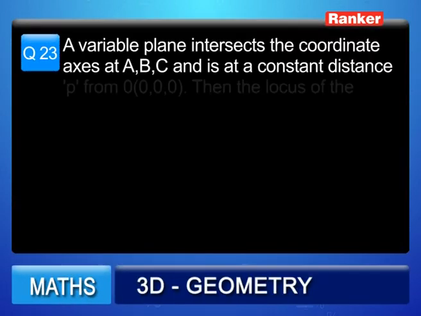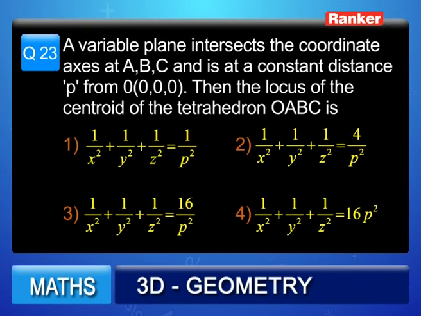Let's move to the next question, question number 23. A variable plane intersects the coordinate axis at A, B, C, and is at a distance of small p from origin. Then the locus of the centroid of the tetrahedron OABC is, first option, 1 by x square plus 1 by y square plus 1 by z square is equal to 1 by p square.